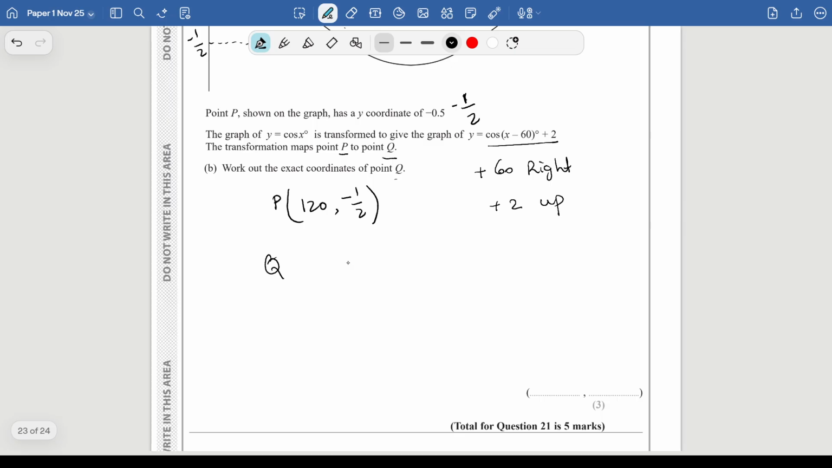So now using this transformation, we figure out the point Q. Originally it was 120 and you add 60 to it. And for negative half, you add 2. You go up by 2 units. So the point will be 120 plus 60, which is 180, and you take away half from 2 to get 1.5. So these are the coordinates of the point Q. It's 180 and 1.5.